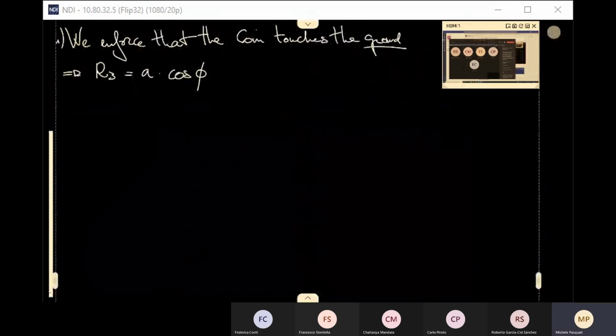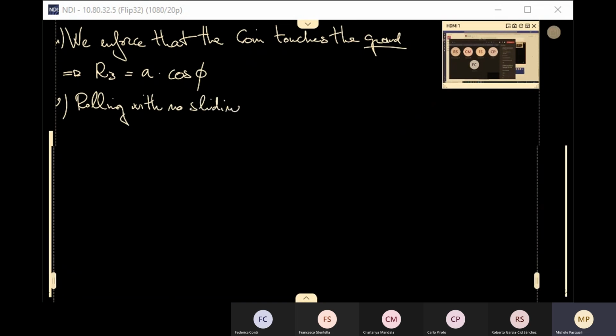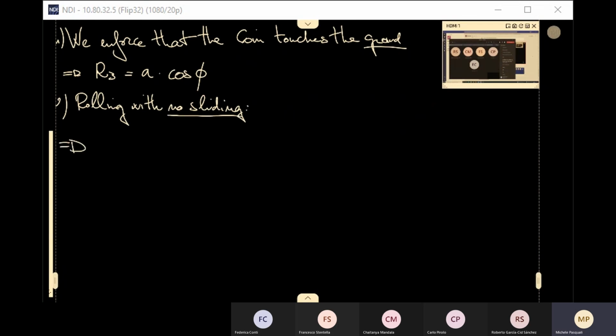So 1, and then 2. Rolling with no sliding. And we said that this can be said by imposing that the velocity of point P is equal to 0. But the velocity of point P can be written like so.